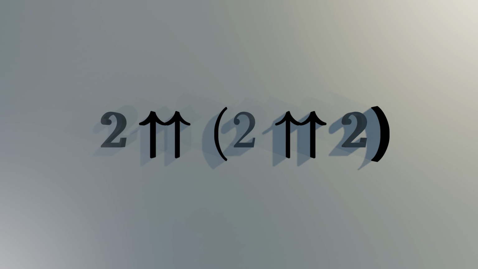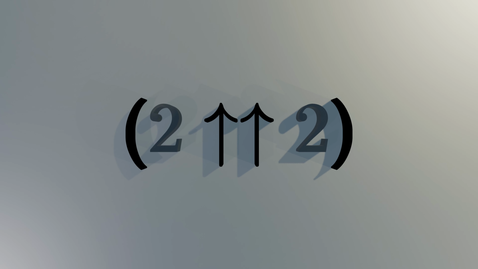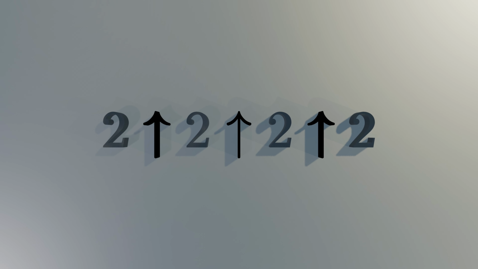For example, 2 pentation 3 breaks down as 2 tetration 2 tetration 2. Since 2 tetration 2 is just 2 raised to 2, which is 4, we get 2 tetration 4, which is 2 raised to 2 raised to 2 raised to 2. In other words, 2 raised to 16, or 65,536. Now, imagine adding just one more arrow. The numbers become so large that they are practically incomprehensible.